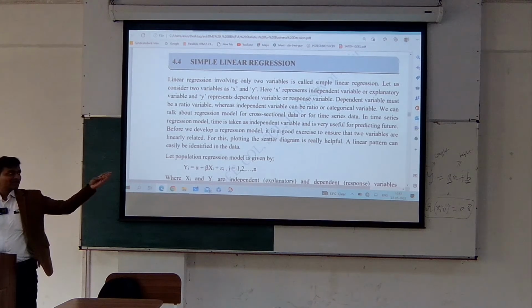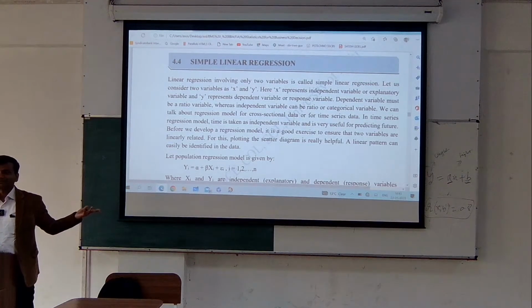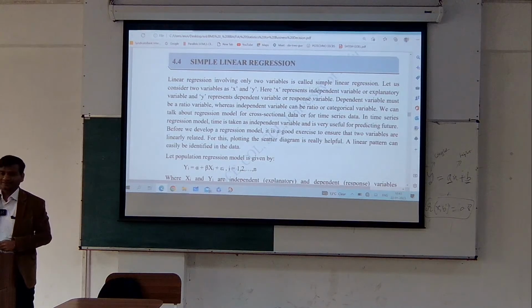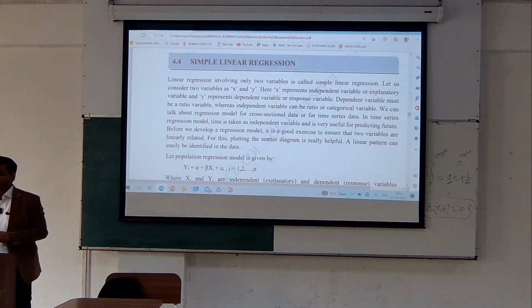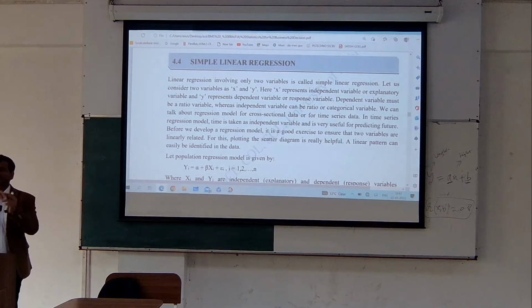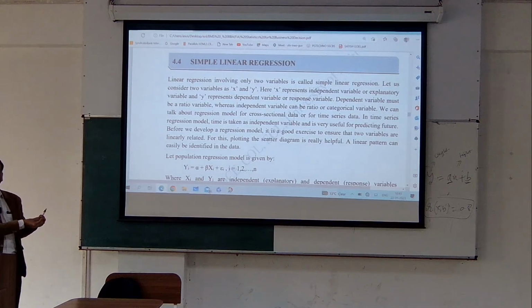Why? What does this help you do? This helps you to predict the y value for given x. Okay. So once you create a mathematical relationship, then you can use this formula to predict your y value for given x.